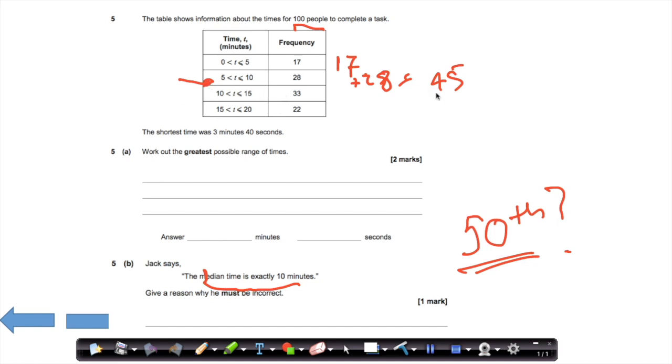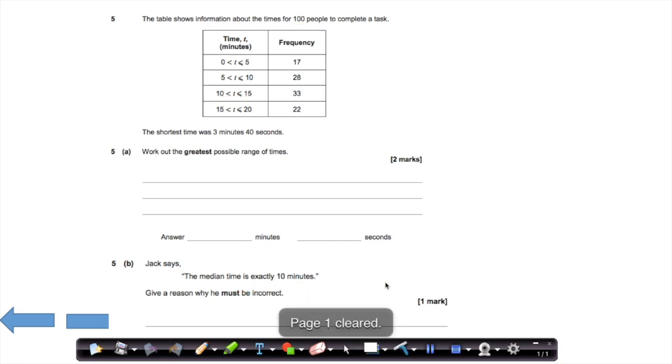Add 33, and that gives us 78. So the 78th person finishes off the 15th minute. So in this class here lie the 46th to the 78th person. If we're looking again for the 50th person, they must lie in this category here, because the 45th person was here, and everyone after that, up to the 78th person, was in this category.